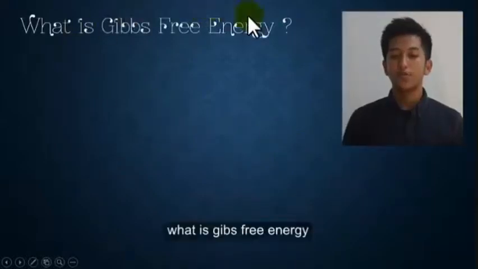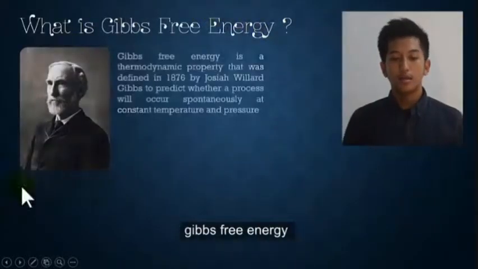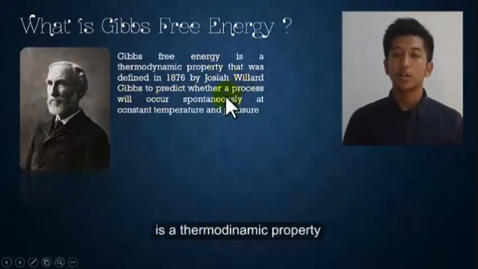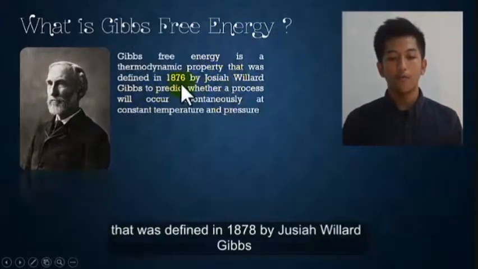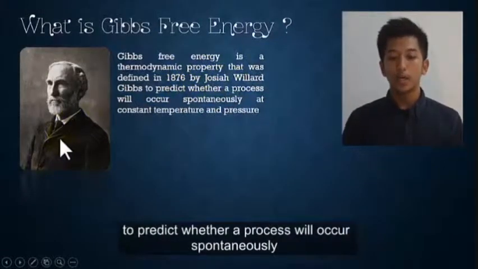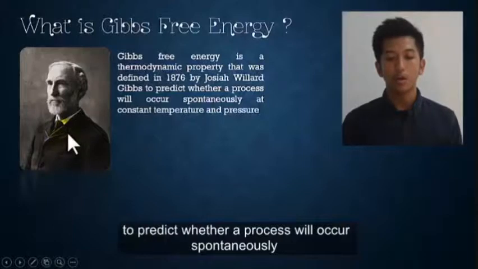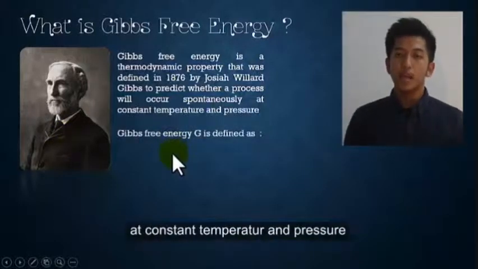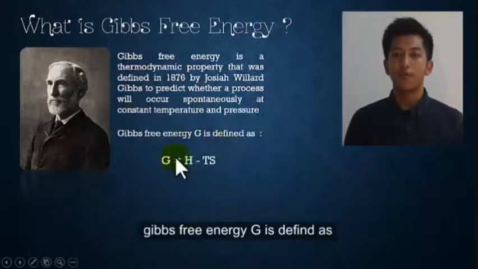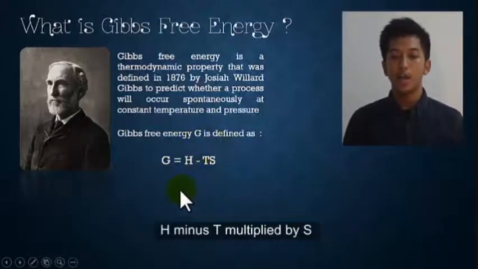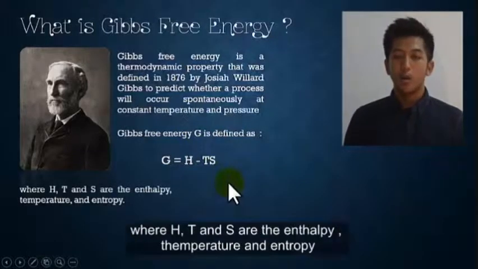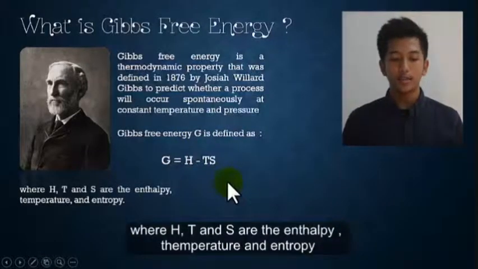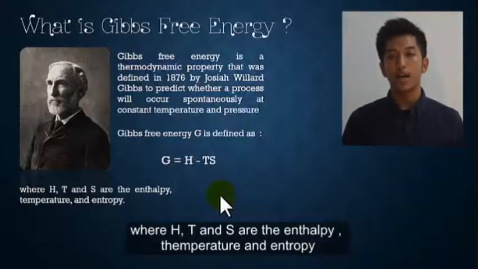What is Gibbs free energy? Gibbs free energy is a thermodynamic property that was defined in 1876 by Josiah Willard Gibbs to predict whether a process will occur spontaneously at constant temperature and pressure. Gibbs free energy, G, is defined as G equals H minus T multiplied by S, where H, T, and S are the enthalpy, temperature, and entropy.